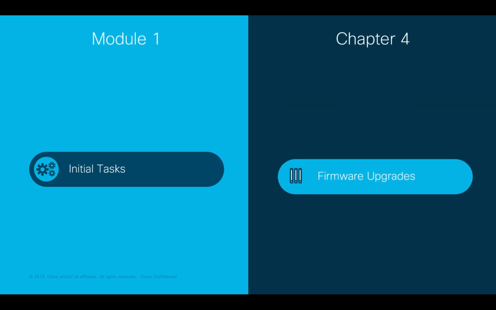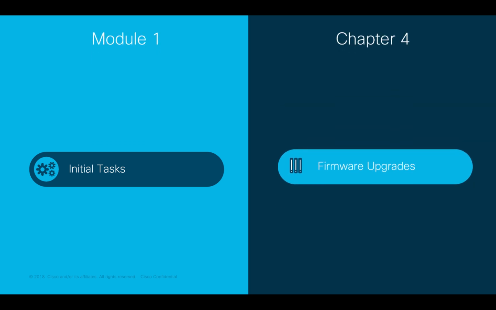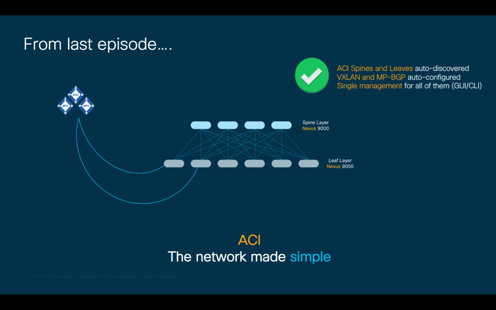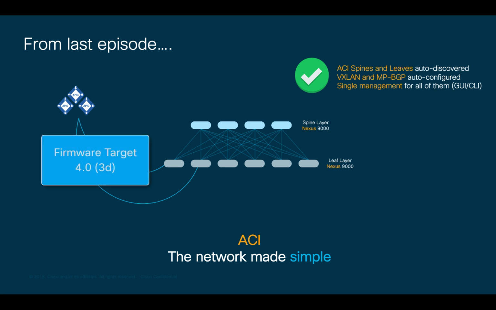In this video, we will cover Module 1, Initial Tasks, Chapter 4, Firmware Upgrades and Maintenance Tasks. In the previous chapter, we learned how to automatically discover and configure our VXLAN-based ACI fabric. But before we start connecting endpoints to it, we need to make sure our ACI network is running at least one of the latest long-lived software versions, such as 3.2. In this video, we will perform an upgrade to ACI version 4.0.3.